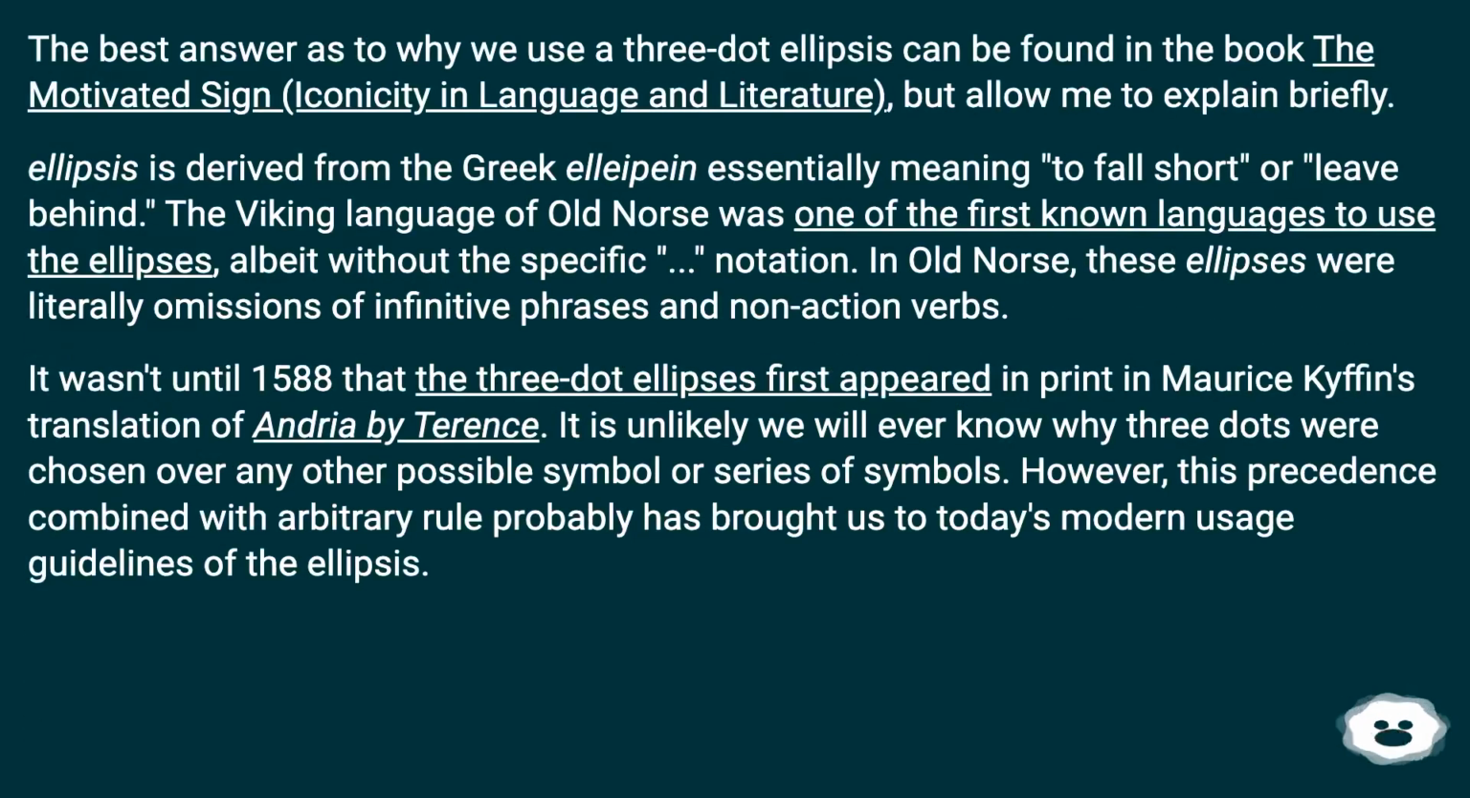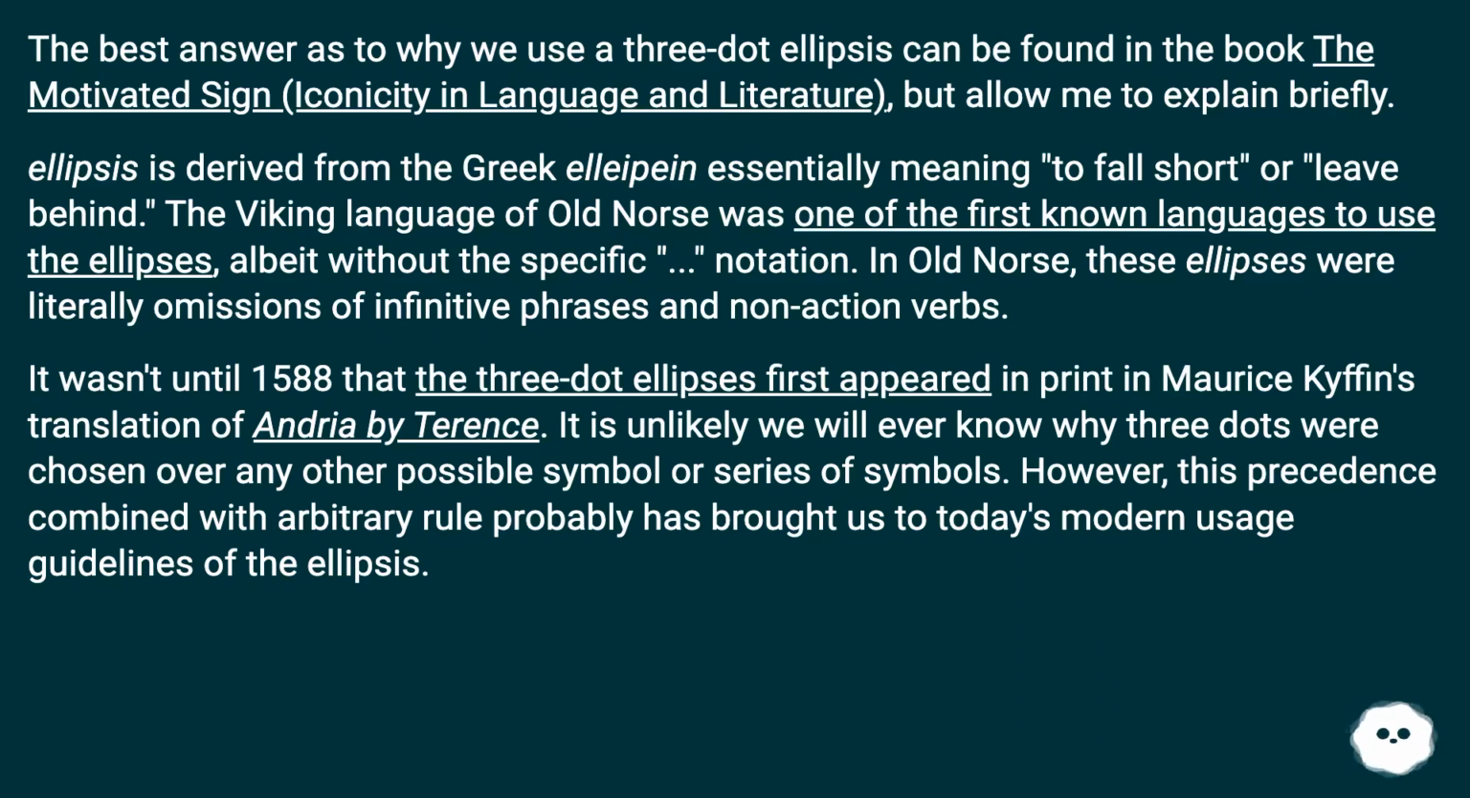The best answer as to why we use a 3-dot ellipsis can be found in the book The Motivated Sign: Iconicity in Language and Literature, but allow me to explain briefly. Ellipsis is derived from the Greek elleipein, essentially meaning to fall short or leave behind. The Viking language of Old Norse was one of the first known languages to use ellipses, albeit without the specific notation. In Old Norse, these ellipses were literally omissions of infinitive phrases and non-action verbs.